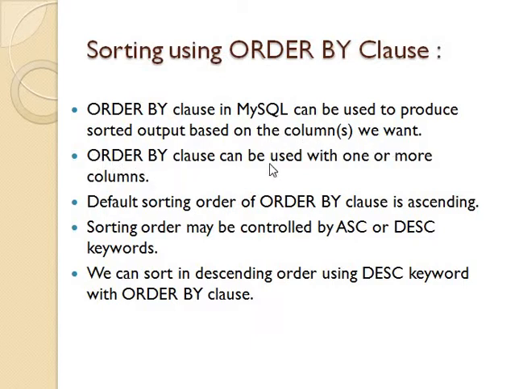The order by clause can be used with one or more columns. The default sorting order of the order by clause is ascending. Sorting order may be controlled by ASC or DESC keywords, where ASC stands for ascending and DESC stands for descending. We can sort in descending order using the DESC keyword with the order by clause.